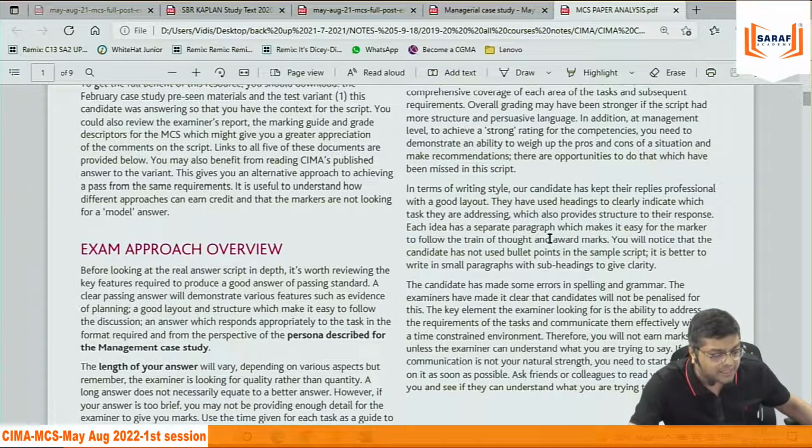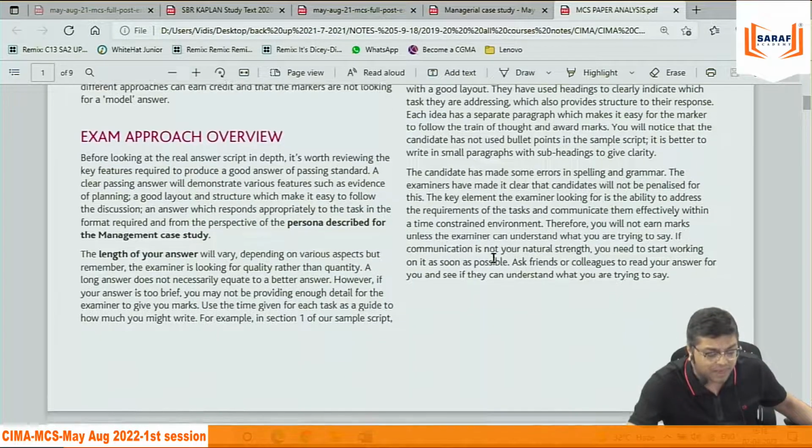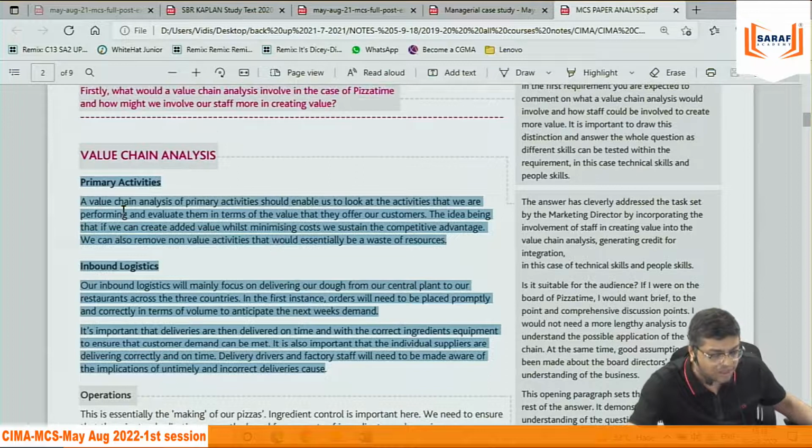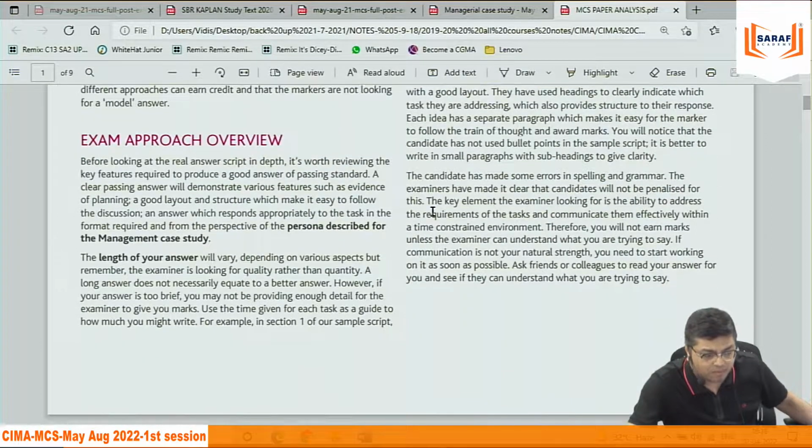Each idea has a separate paragraph, paragraph-wise structure, which makes it easy for the examiner to follow the train of thought. You will notice that the candidate has not used bullet point one, bullet two. It is better to write in a small paragraph with subheadings. Here, he has used subheadings, but in the model answer which I was showing, there was no subheading. But generally, they are advising that in the paragraph you put a subheading.